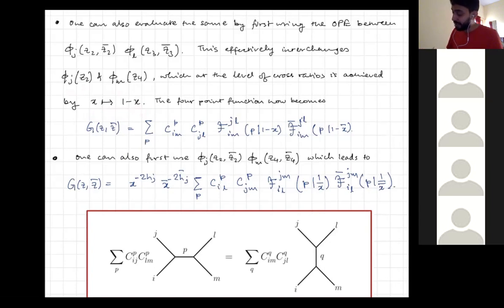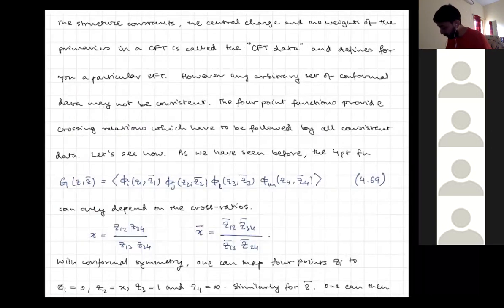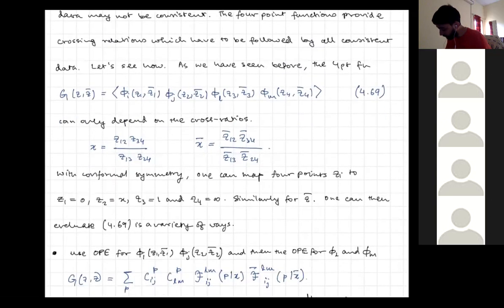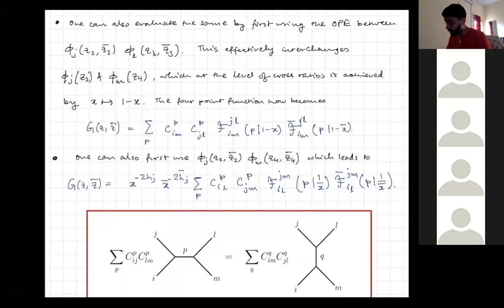What happens is then this function is given by the following relation of C_IMP with C_JLP. And now the functions here are going to be functions of 1 minus x instead of x, okay? And the labeling of the blocks has also changed. So instead of LMIJ, you have interchanged things. So this is IMJL, okay? So this is what it is.